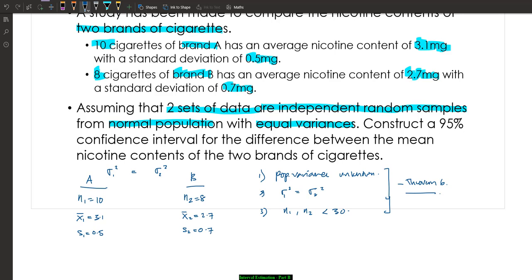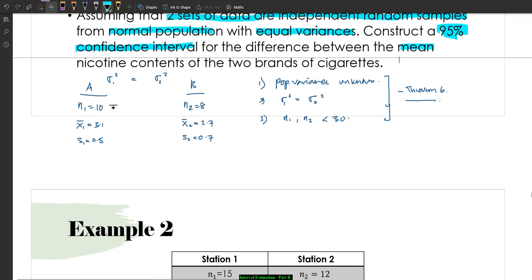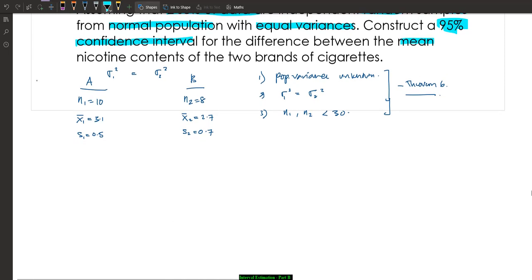So, construct a 95% confidence interval for the difference between the mean nicotine content of the two brands of cigarette. Since we're going to use theorem number 6, theorem number 6 says that x bar 1 minus x bar 2 plus minus t alpha divided by 2, with n1 plus n2 minus 2 degrees of freedom, and then we have the pooled standard deviation multiplied with the square root of 1 over n1 plus 1 over n2, right?